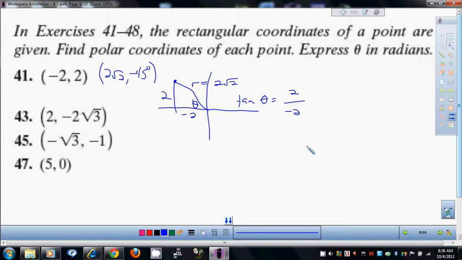Is this the correct answer? Is this where our original point was? No. That's the answer I was going for. No, this is not the same as up there. What is the only thing I would have to do to this to make it go up there? What have we been doing all day that flips us around the origin?